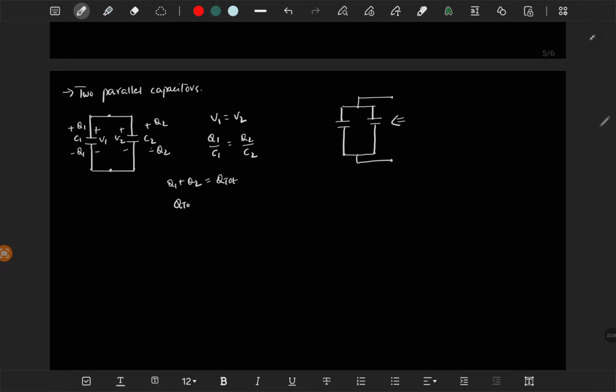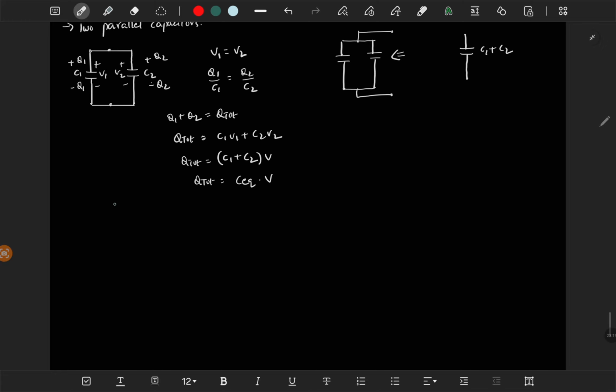So Q total is, Q1 is C1 V1 and Q2 is C2 V2. Since these two are in parallel, V1 and V2 are the same. So this is C1 plus C2 times V, which means Q total is equal to some equivalent capacitance C times the same voltage. So you can write this as a single capacitance with value C1 plus C2. So if two capacitors are in parallel, you need to add both the capacitance values, then you can represent it as a single capacitor.